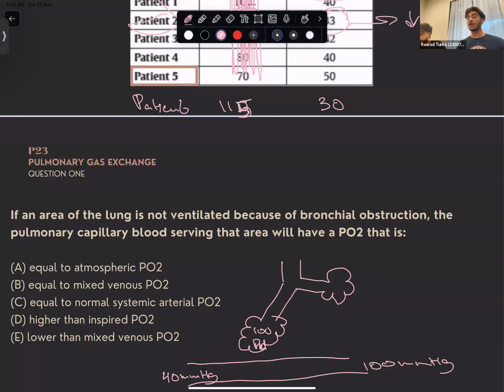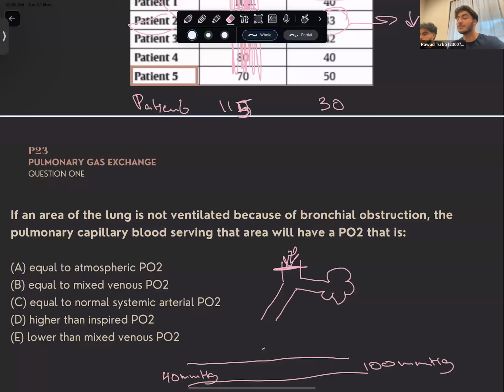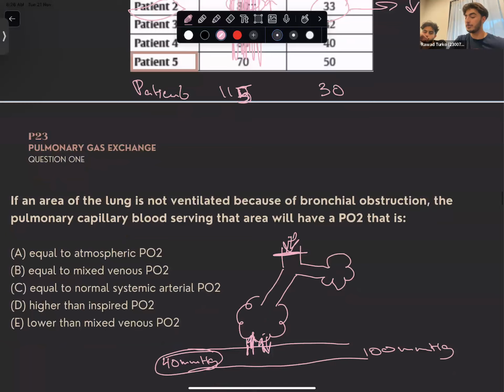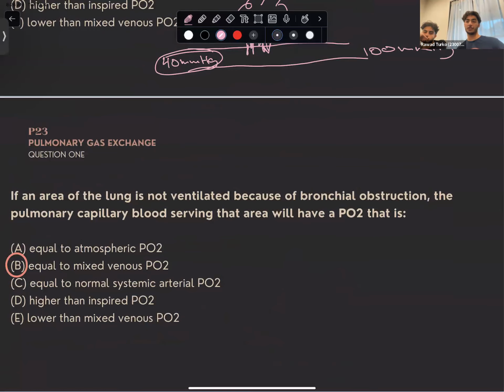Now, if the area of the lung is not ventilated because of bronchial obstruction, meaning there's no air coming down and reaching the alveoli, you have no oxygen reaching the alveoli. So this alveolar pressure doesn't make sense for it to be 100, because there's no air going there. Instead of diffusing from the capillary and exchanging the oxygen for the carbon dioxide, the blood will just continue through the capillary with no gaseous exchange. When that happens, it will stay at 40, so it will be equal to the mixed venous pressure.